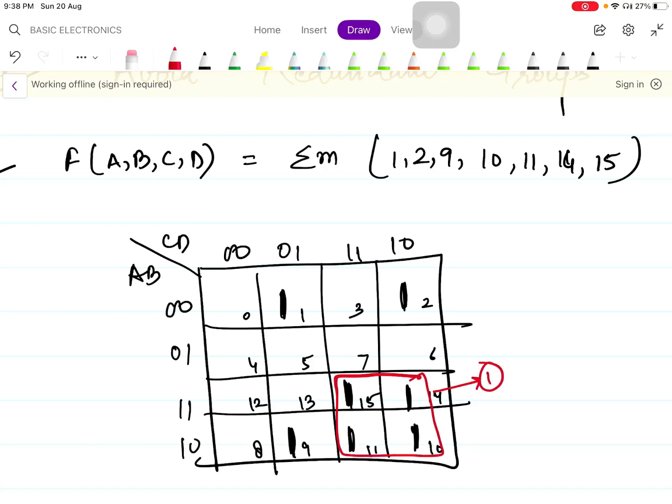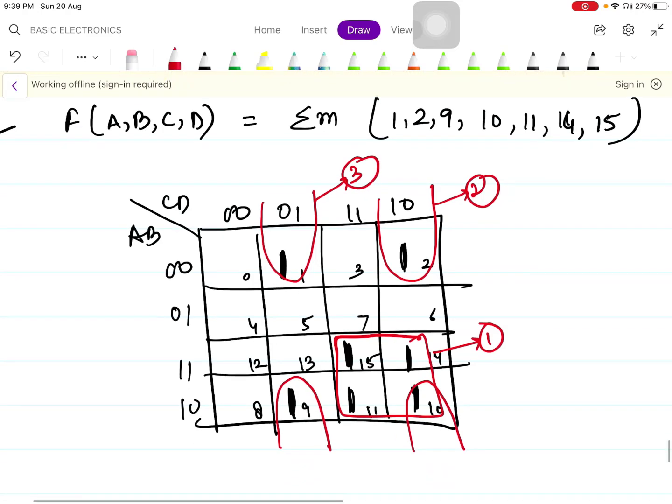Now we have to only bother for the ones which are left outside this group, that is 1, 2, and 9 cell number. So for cell number 1, we can make its group with cell number 9. All right, and for cell number 2, we can make its group with cell number 10. So this is group number 2. This is group number 3. Let us write down their answers.